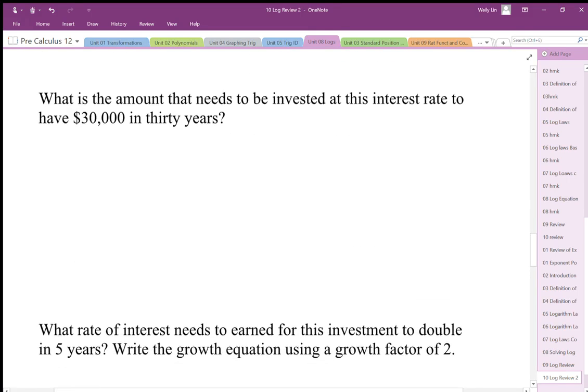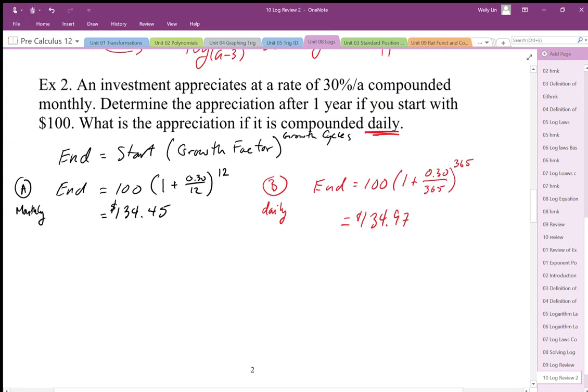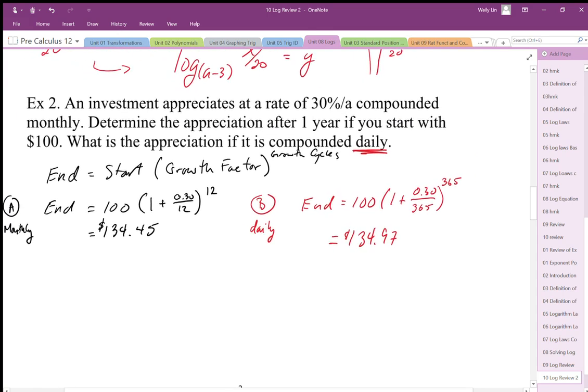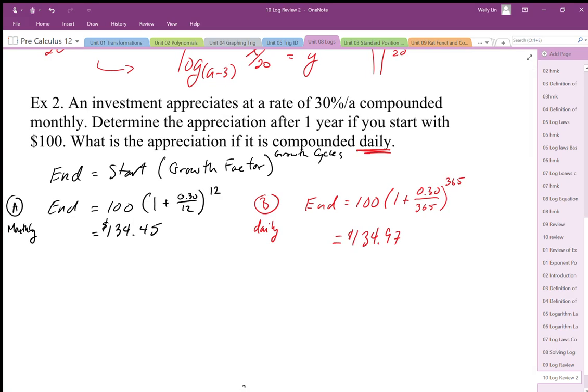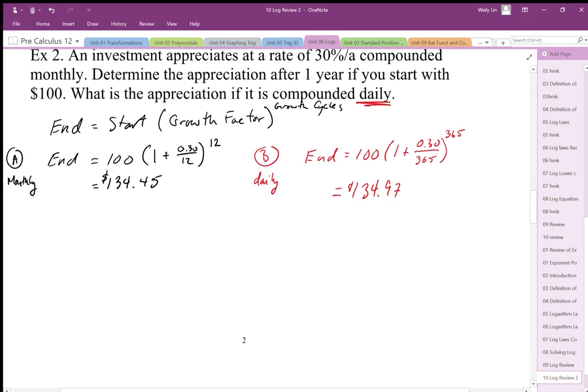So continuing on with the same compounded growth problem. This was an original compounded growth problem. It says 30% per year, compounded monthly, compounded daily. Okay, so we calculated that.